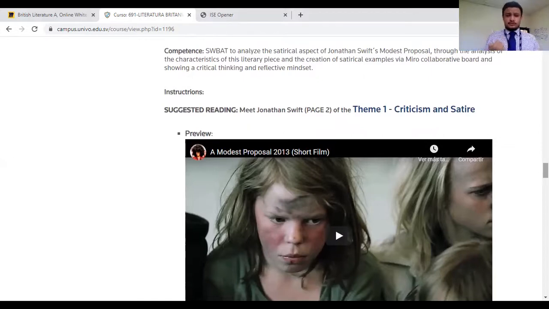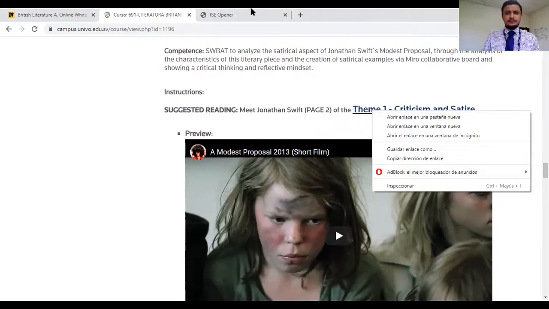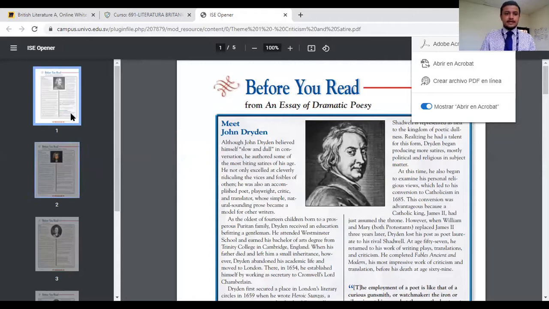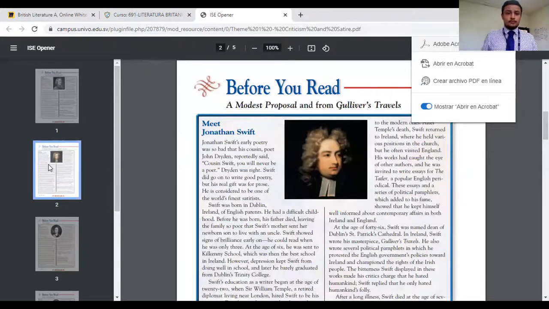The first thing you have to do is go to the suggested reading. I recommend you read the Jonathan Swift part, which is page number 2. If you're asking, is this a different document from the previous one? It is not. It is actually the document that I showed you in the previous session, with all of the authors we're going to explore during this theme. And the first author is Jonathan Swift.